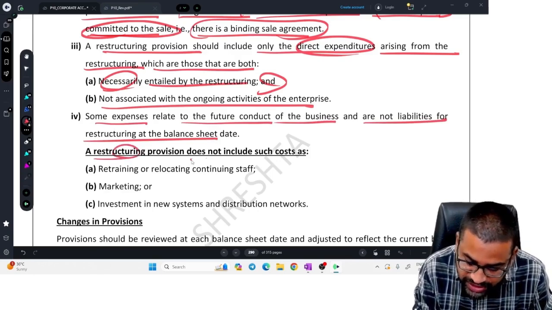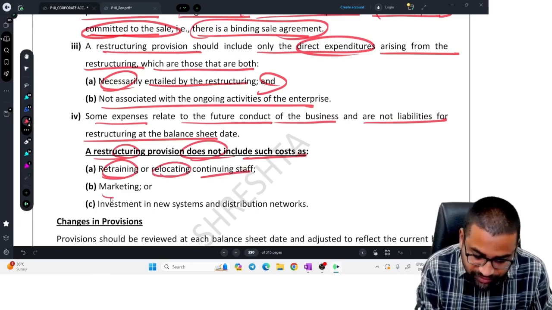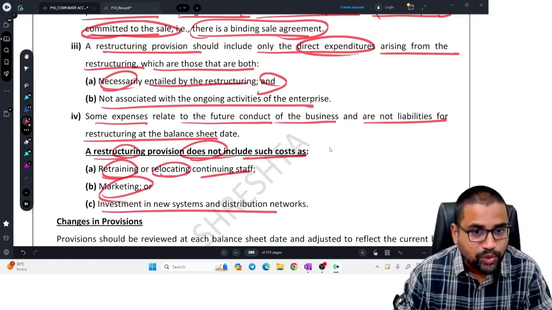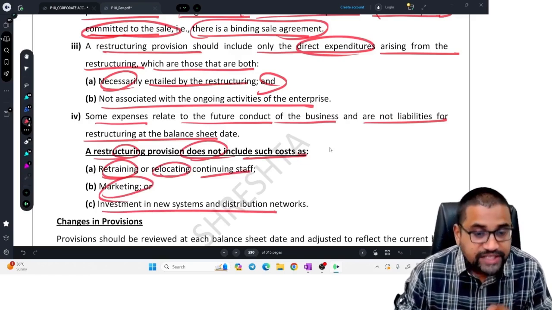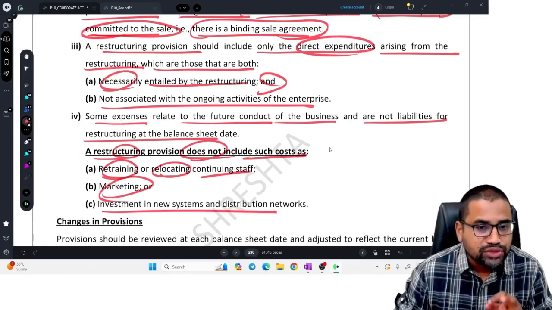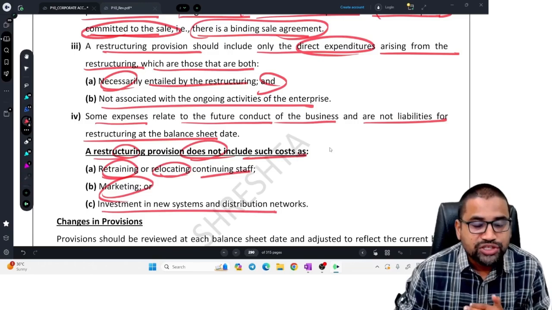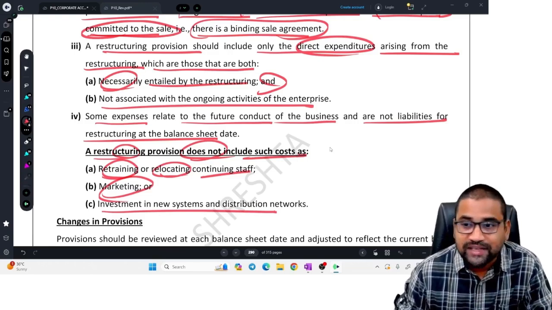A restructuring provision does not include such costs as retraining or relocating the continuing staff, marketing expenditure, investment in new systems and distribution networks. This point already came. Whenever you create a restructuring provision, you should not include training cost, retraining cost, relocating the continuing staff, marketing cost, investment in new systems and distribution networks. These costs we should not include. Why? Because these are continuing activities. In no way are they connected with restructuring.